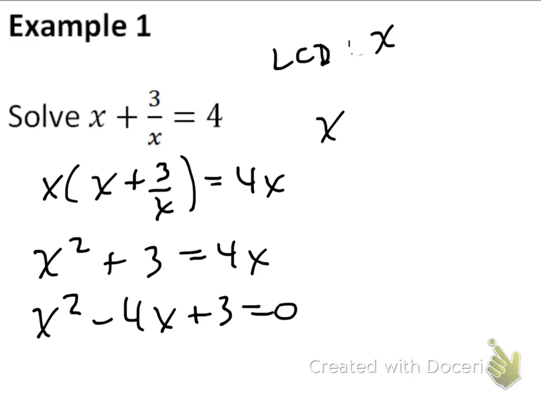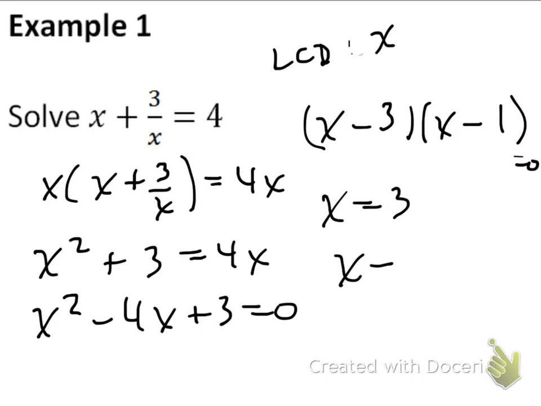My signs are negative, plus, so I'm going to have negative negative, so x minus something. I want factors of 3 that sum to negative 4. So I'm going to plug in 3 and 1 here. That equals 0. So I have x equaling 3 and x equaling 1.